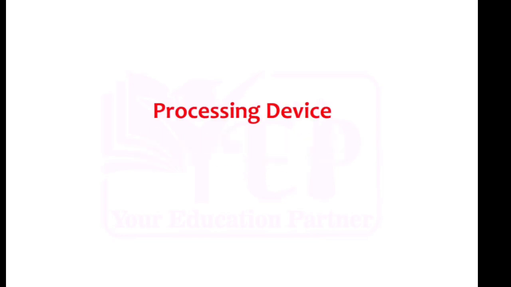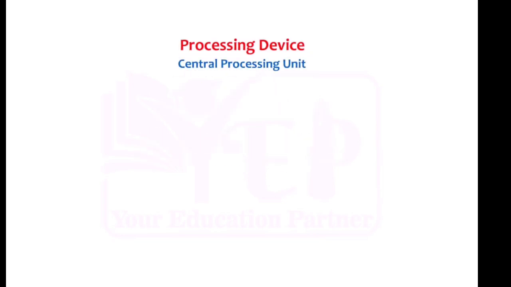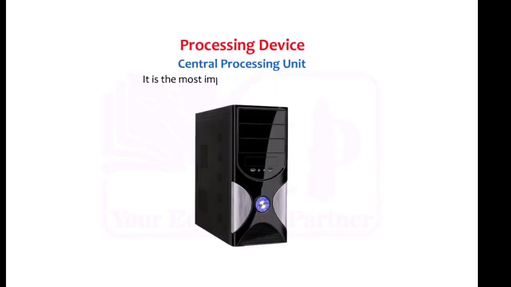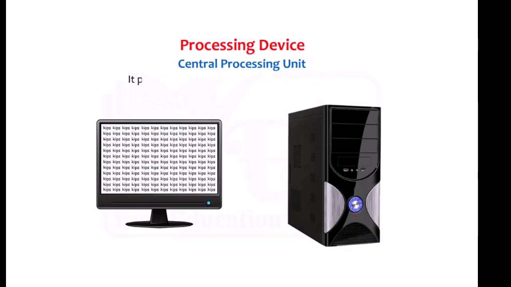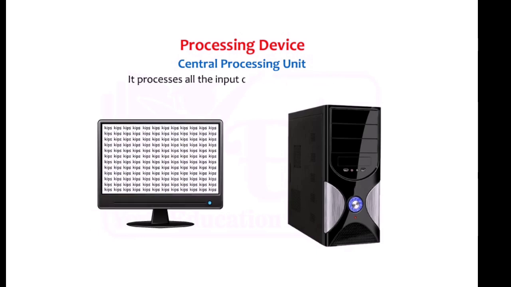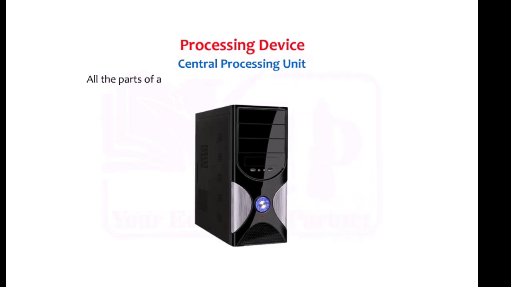Processing device. Central processing unit. It is the most important part of a computer. It is also known as the brain of a computer. It processes all the input data and gives the result. This unit also controls the other parts of the computer. All the parts of a computer are connected to the CPU through wires.